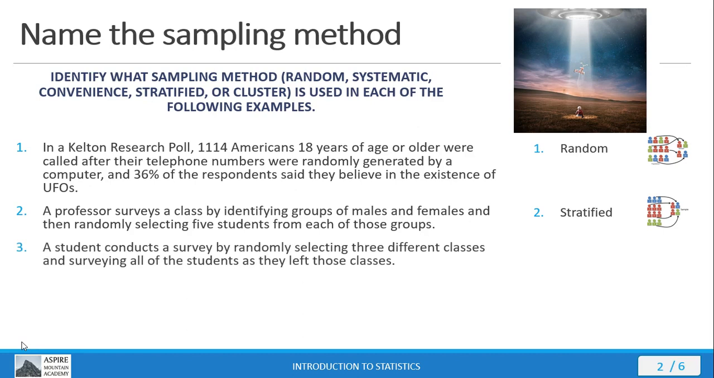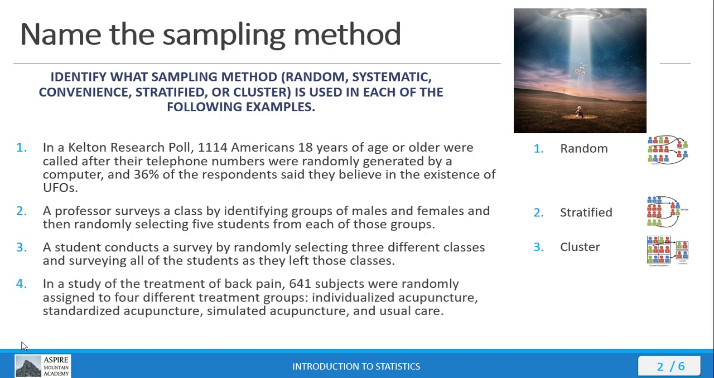A student conducting a survey by randomly selecting 3 different classes and surveying all the students as they left those classes. I'll give you a moment to respond. Well, this is cluster sampling. You're randomly selecting different groups from the whole population, in this case, some classes out of all the classes at a certain school, and then taking everything out of those groups that you selected. That's cluster sampling.